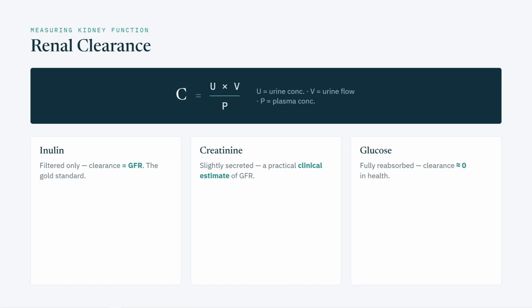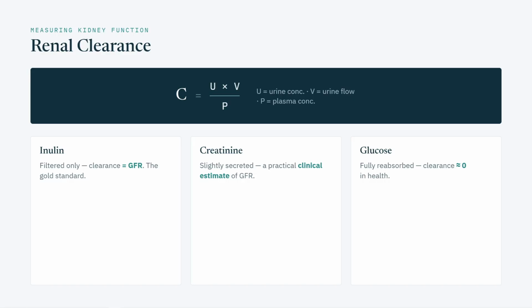How do we actually measure any of this in a living person? The tool is renal clearance, the volume of plasma completely cleared of a substance each minute. Clearance equals the substance's concentration in urine, times urine flow rate, divided by its concentration in plasma. The trick is picking the right substance. Inulin is the gold standard. It's freely filtered and neither reabsorbed nor secreted, so its clearance equals GFR exactly.